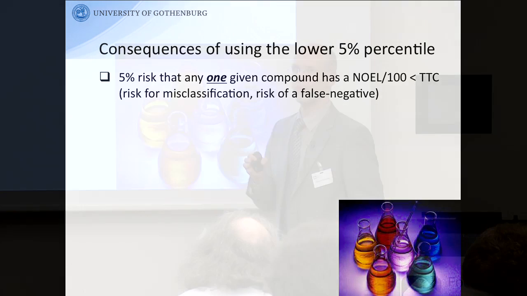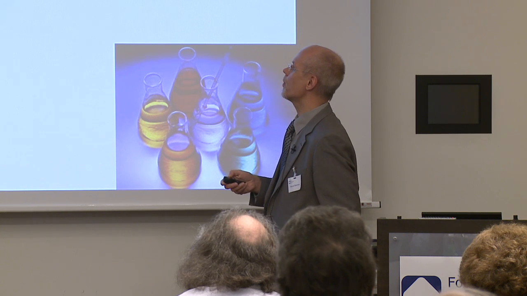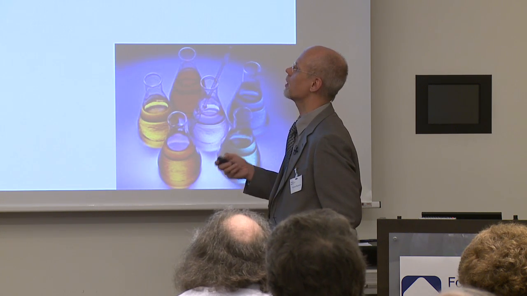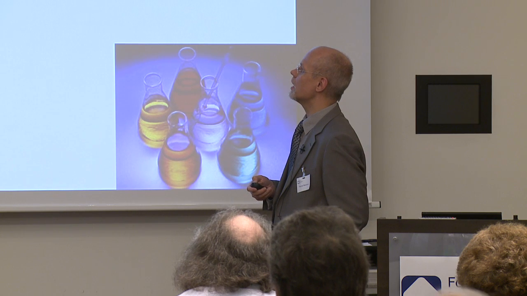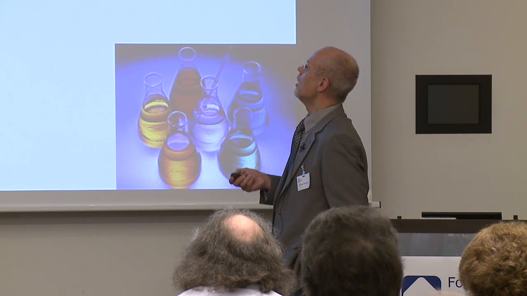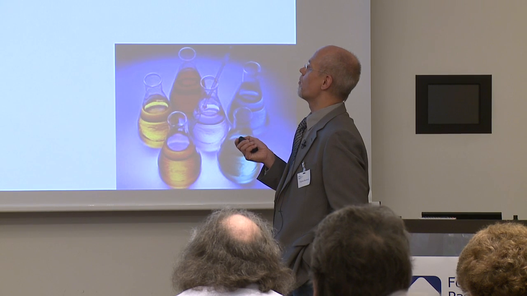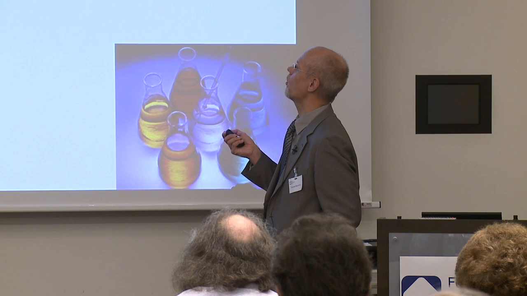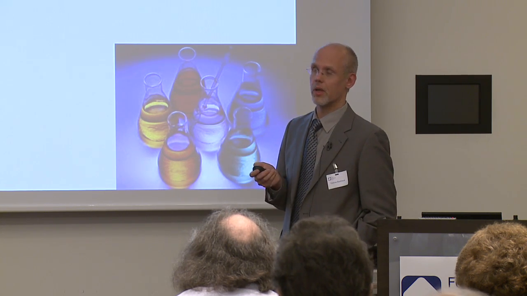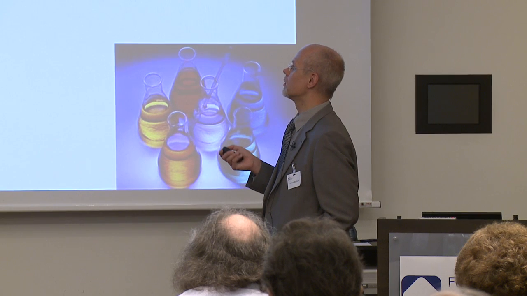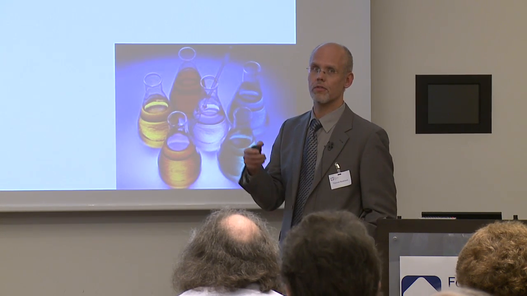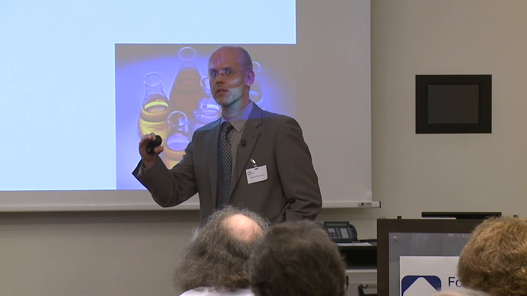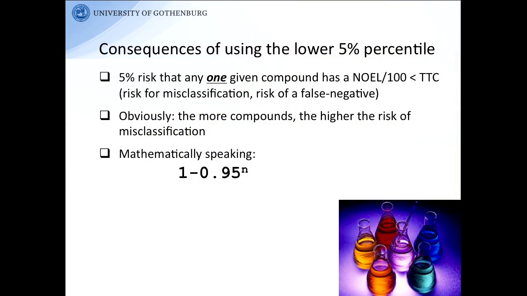But the interesting thing is what that implies if we look at several compounds that are there at the same time, which I guess we all agree is the realistic exposure situation. It's quite obvious that if you have more compounds, you have a higher risk of misclassification, because you have a 5% risk for any one given compound. Mathematically, the overall risk is pretty simple to calculate: the overall risk that you have at least one compound in your mixture where the TTC is not sufficiently protective. That's the mathematical formula for that.